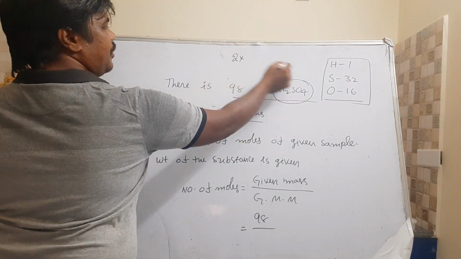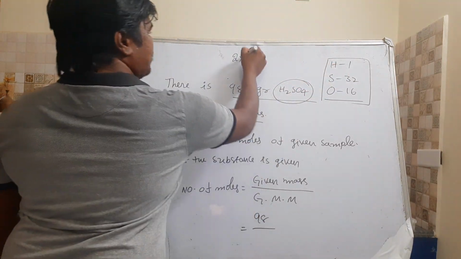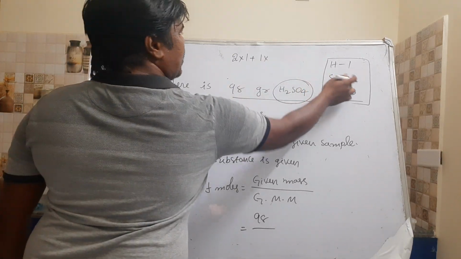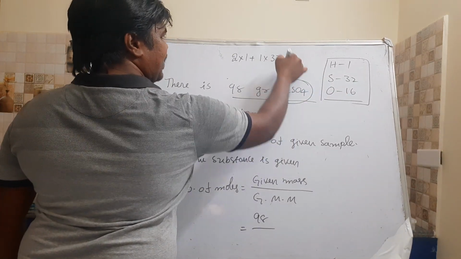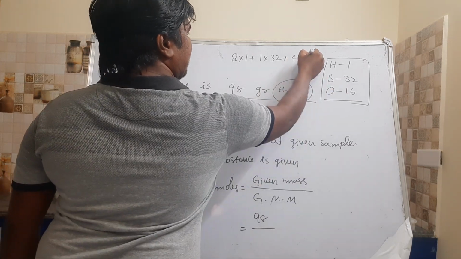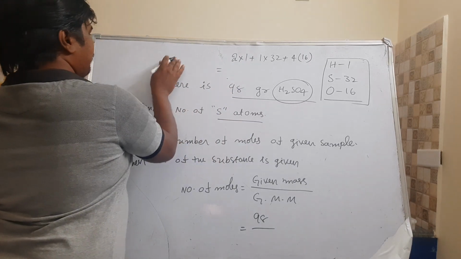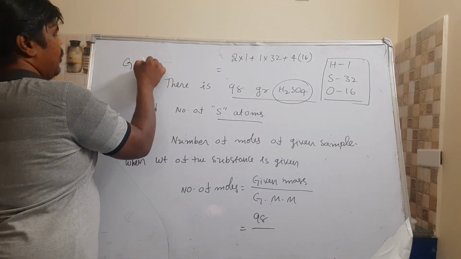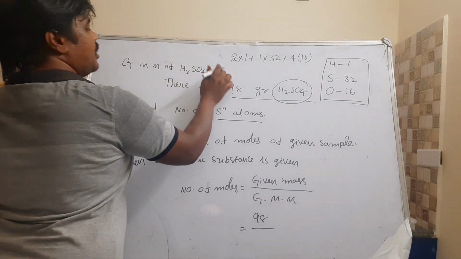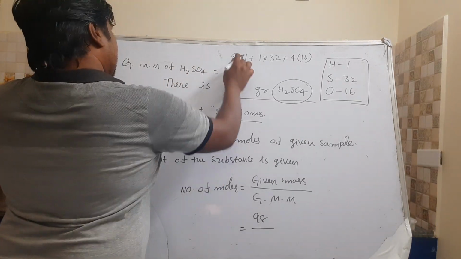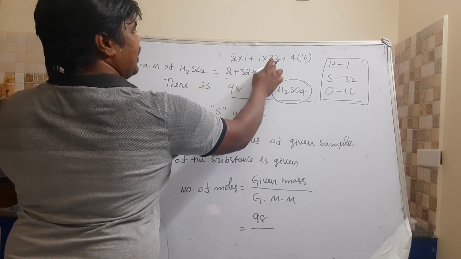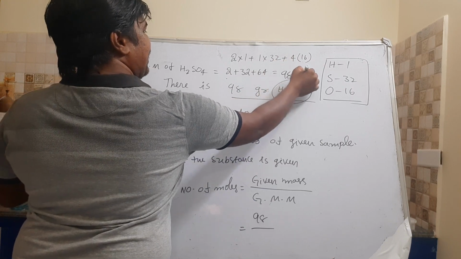2 into each one has gram molar mass 1, so 1 plus 1. Sulfur is there, 1 into sulfur gram molar mass is 32. Plus how many oxygens are there? 4 into each one has 16 grams. So the gram molar mass of H2SO4 is equal to what, students? Yes, 2 plus 32 plus 64, it is again 98 grams.